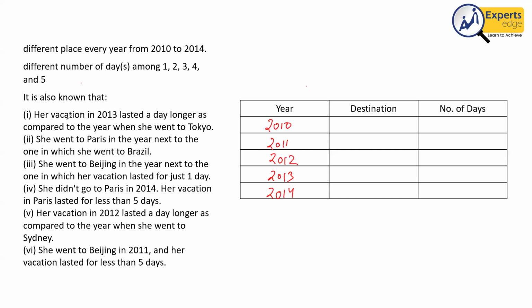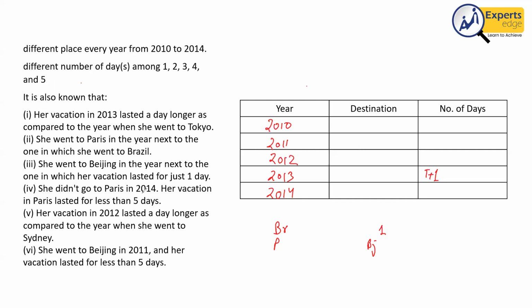Now the information. Her vacation in 13 lasted a day longer as compared to the year when she went to Tokyo. So this is Tokyo plus 1. She went to Paris in the year next to the one in which she went to Brazil. So Brazil and Paris will be back to back. She went to Beijing in the year next to the one in which her vacation lasted for 1 day. So 1 day and Beijing will be back to back.